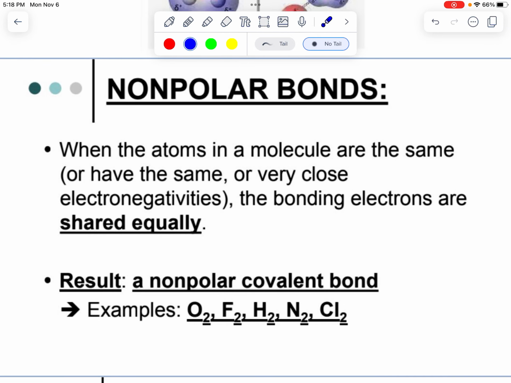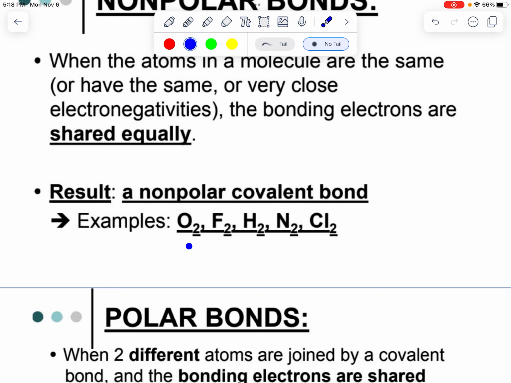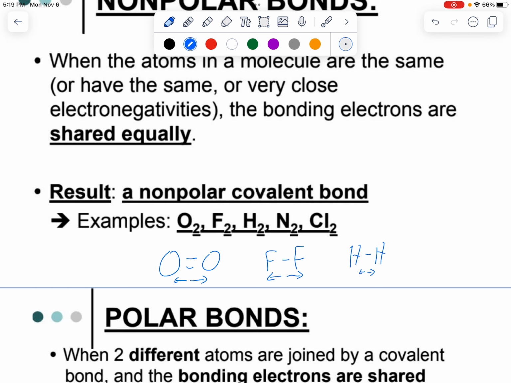So again, anytime you have two atoms that are the same, so O2 or F2 or H2 or N2, right? They have the exact same electronegativities as each other. So they're both pulling on the electrons, but it's the exact same strength. And so it cancels out, right? Hydrogen is really weak, so I'm going to draw small arrows. But it doesn't matter how strong or electronegative or weak they are because they're the exact same elements. So it cancels out.